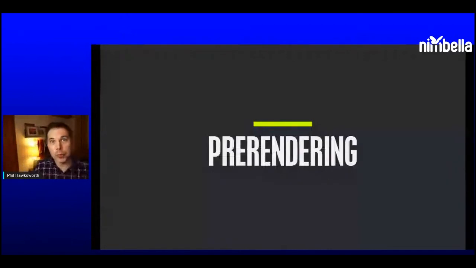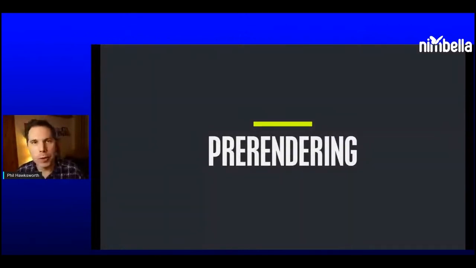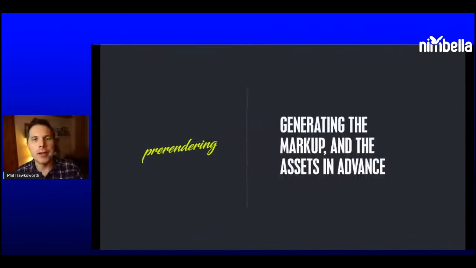So the first one, pre-rendering. Now, I consider this to be the most fundamental and important principle of Jamstack. This is kind of where it started, and this is the one that really yields some of the most benefits. When I say pre-rendering, I know the terms rendering and pre-rendering can be a little confusing at times. What I mean is generating the markup and the assets in advance, not in response to a request coming into a server.